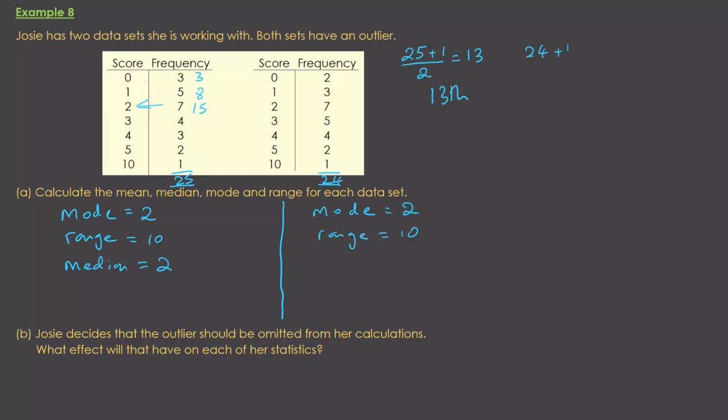Over here we've got 24 add 1 divided by 2. That's 12.5, and that means we need to find the 12th and the 13th piece of data. And we're going to be halfway between those. Well, 2, then 5, 12, 17. The 12th piece of data is a 2. The 13th piece of data is a 3. So we're halfway between 2 and 3. So the median here is 2.5.